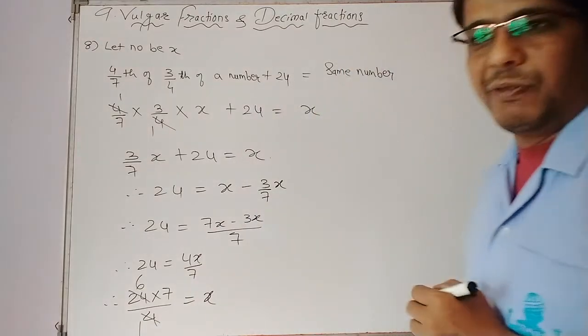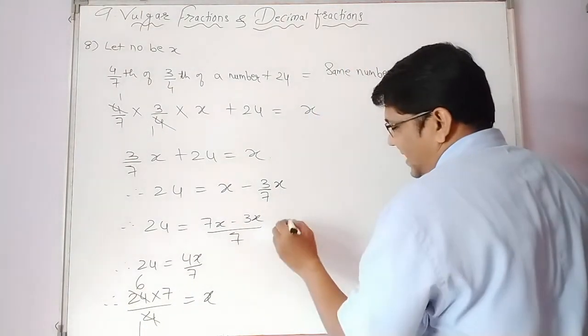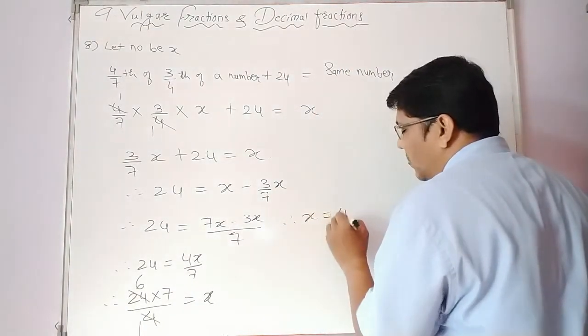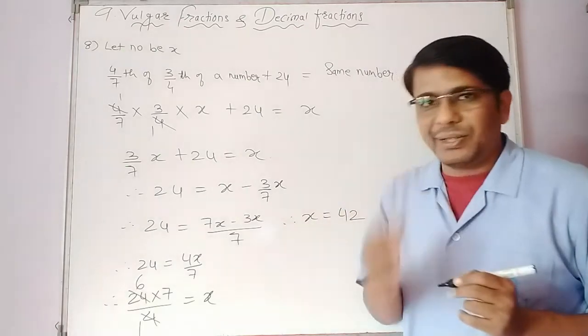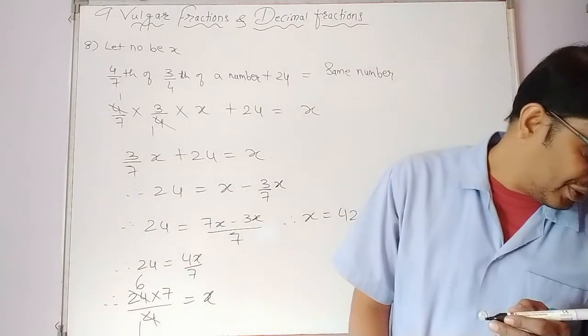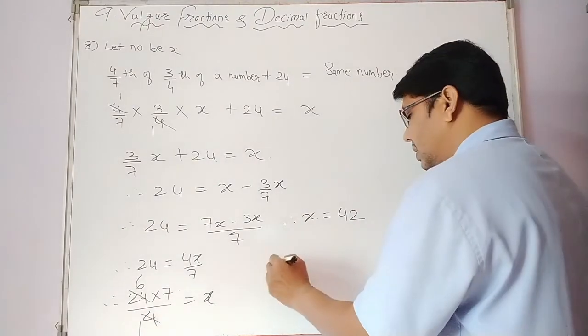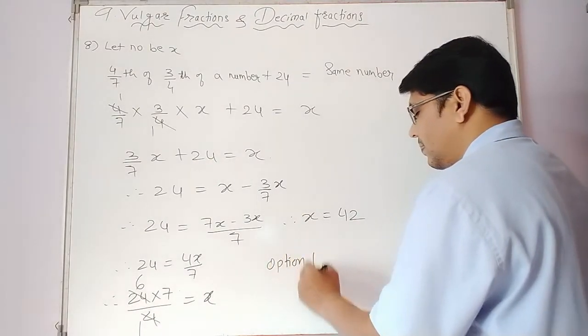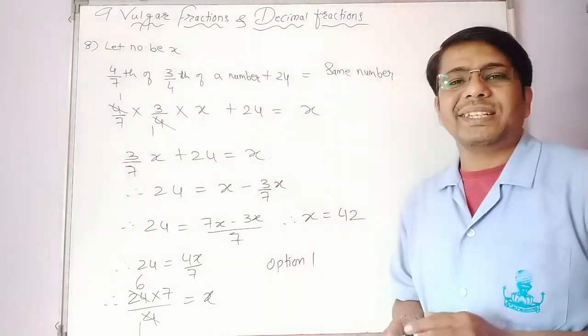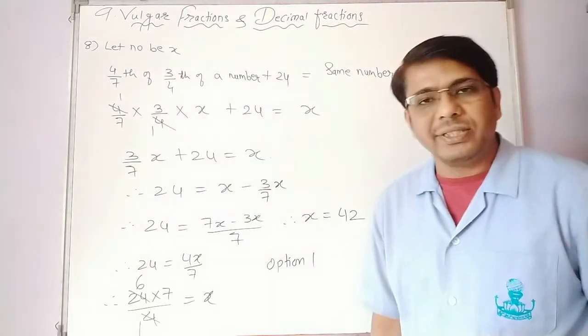So 4 1 the 4, 4 6s are 24, and 7 6s are, yes, 42. Okay, so 7 6s are 42. So what is that number? 42. So option number 1. Okay, so option 1 is the right answer.